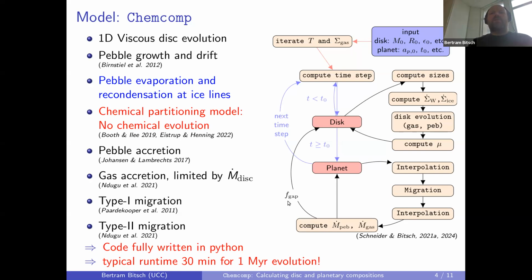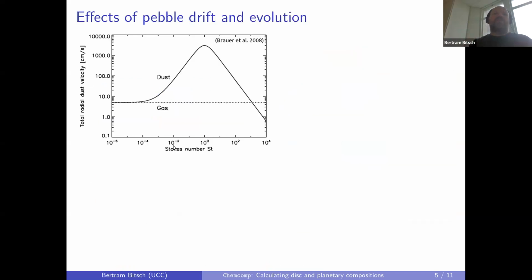And this code, we can use this to calculate two main parts: the disk structure and composition, and also the planetary composition. I will show some examples of how we can do this. But before going into that, I would like to give you the essence of the principle that goes within this code.